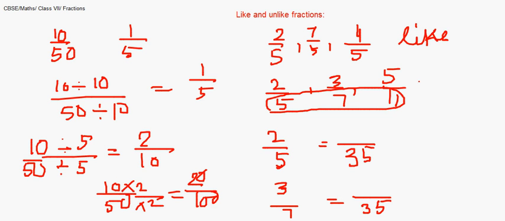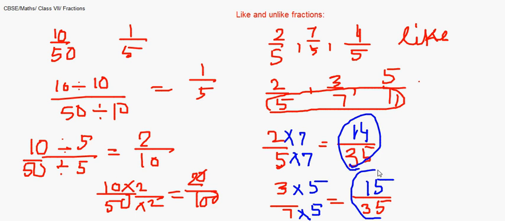To do so, here we multiply by 7, and we do the same thing in the numerator, thereby getting 14 upon 35. In the second fraction, to get 35, you multiply by 5, and here also you multiply the numerator by 5, thereby getting 15 upon 35. So the first one is 14 upon 35 and the second one is 15 upon 35. Now these two fractions have become like fractions, because we have converted them, giving them a common denominator of 35.